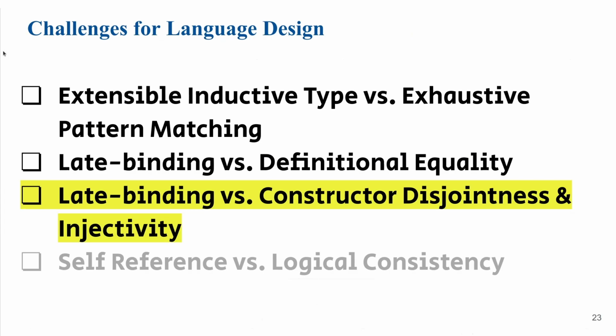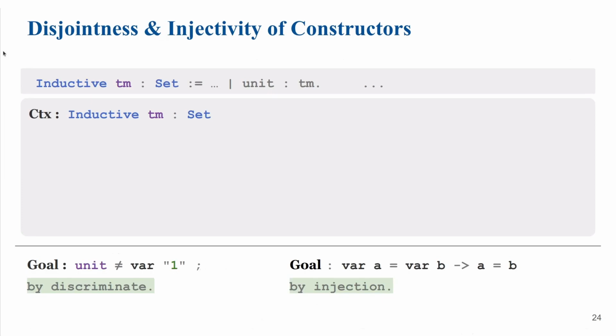However, late binding of inductive types poses a related challenge. Let's say we want to prove disjointness and injectivity for the constructors of the Tm type. If Tm were not extensible, then the programmer could solve these two goals by simply invoking the discriminate and injection tactics.